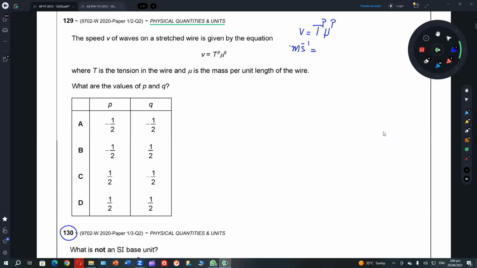T is the tension, so T will be in Newton. And what is mu? It is the mass per unit length. If it is mass per unit length, it will be kg per meter. So I will write kg per meter.